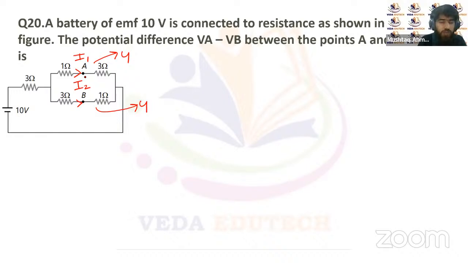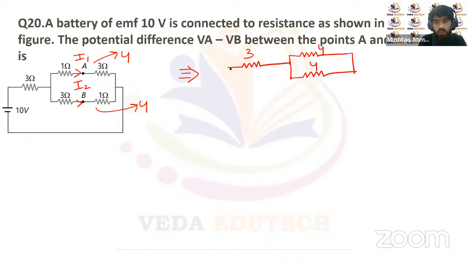So finally the equivalent circuit will be like this. It will be a 3 ohm resistor here, and here a 4 ohm resistor, and this is again a 4 ohm resistor. This is 4, this is 4, this is 3, and we have connected a battery of 10 volts here.